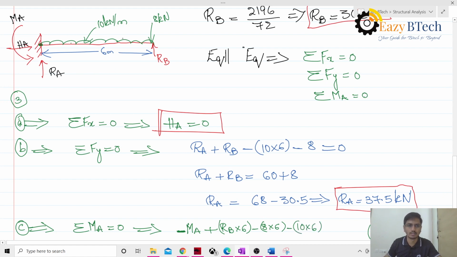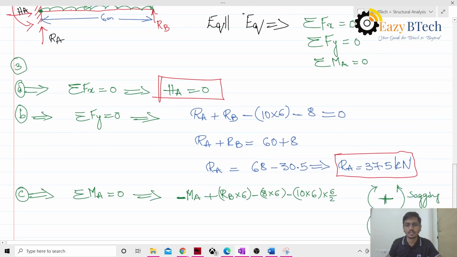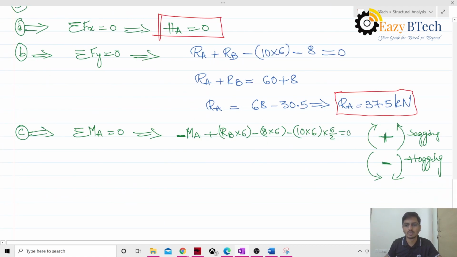At what distance? From the center of gravity, we have seen that if the load is UDL, then it will act at half of the distance. So it will be 6 by 2. This is the moment that will be equal to 0.